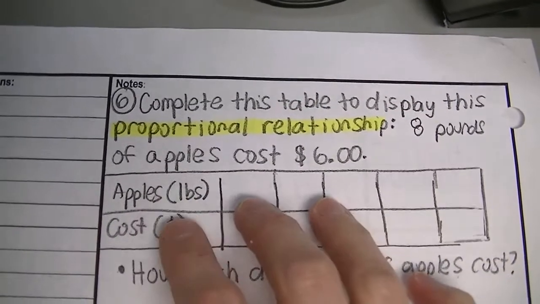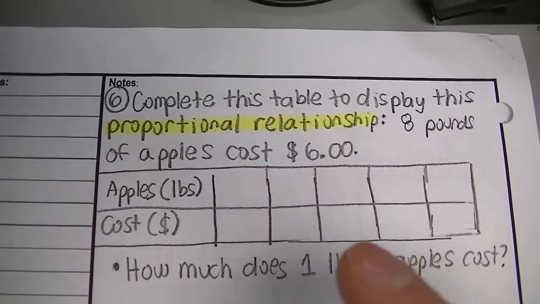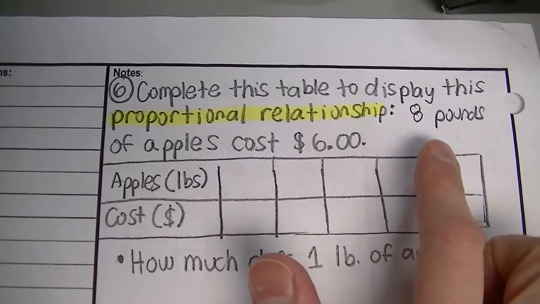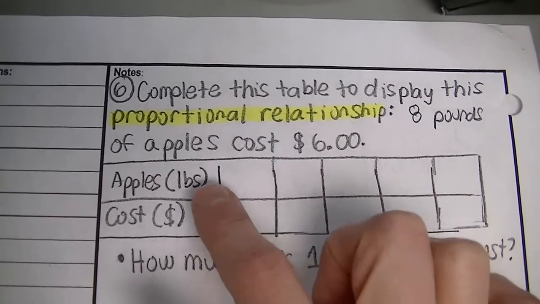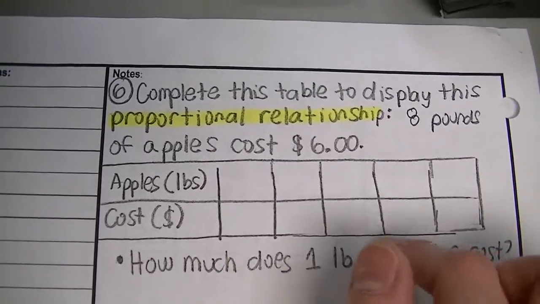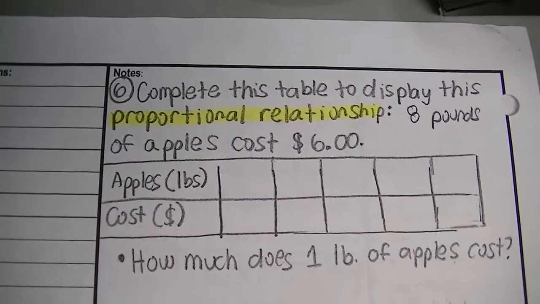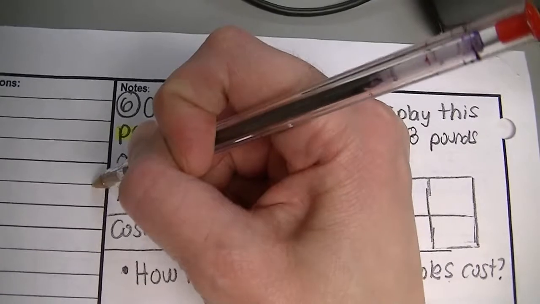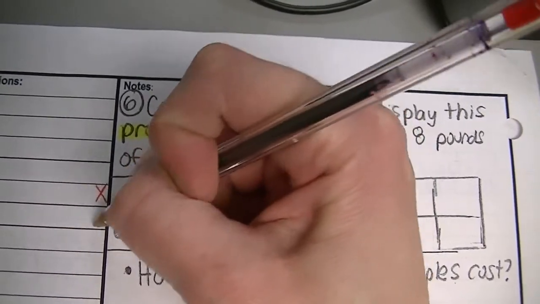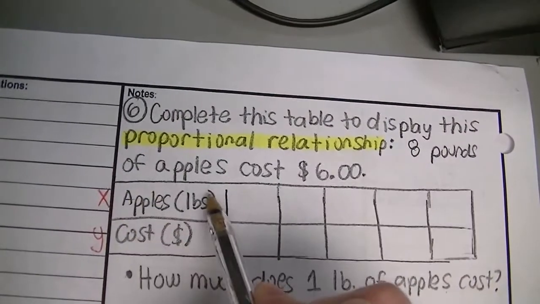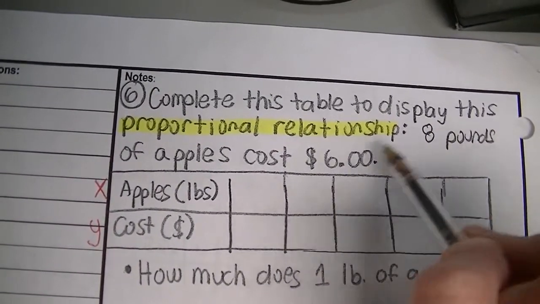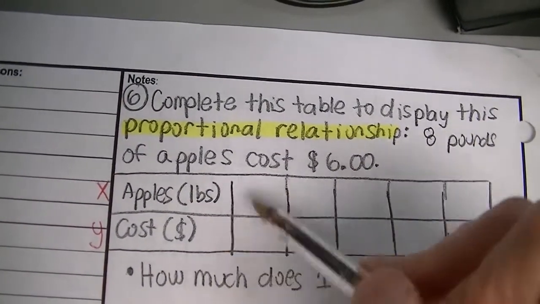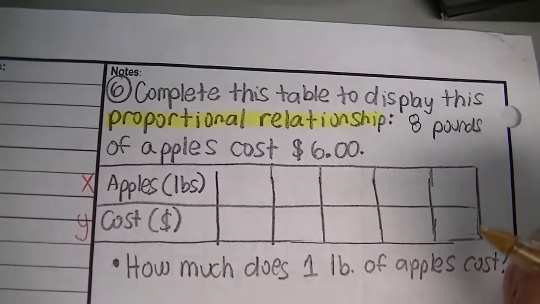Problem number 6 says, complete this table to display this proportional relationship. So it's telling you that the table will already be proportional, and the information it provides is 8 pounds of apples cost $6. Do you see how this table is completely blank right here? I do want you to label that table, this one as x and this one as y. This is the independent variable, this is the dependent variable. And I'm just going to plug this 8 and the 6 right into the table and get my table started, okay?